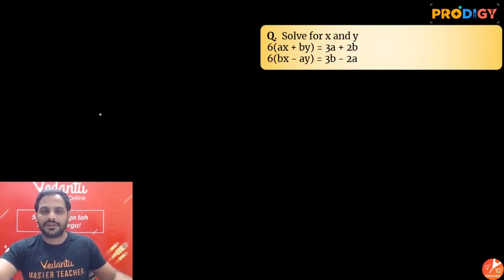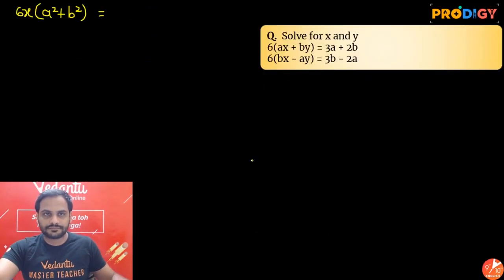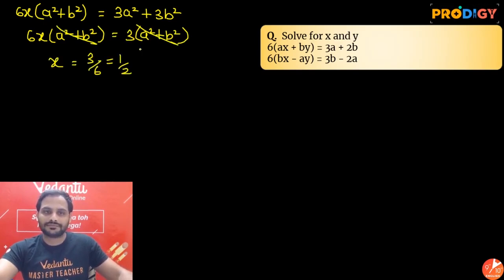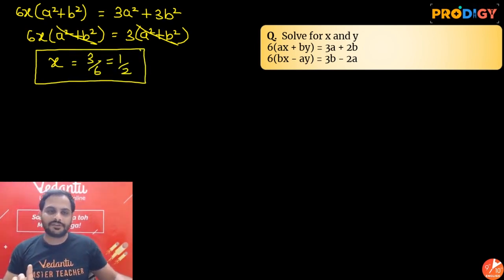Shift minus 3a square over there. We have 6x times a square plus b square is equal to 3b square, and shifting minus 3a square it becomes plus 3a square, so 3a square plus 3b square. You can take 3 common, so 6x times a square plus b square is 3 times a square plus b square. A square plus b square got cancelled. x is equal to 3 by 6, which is 1 by 2. One value I have got; this value I will now substitute in either the first equation or the second one.